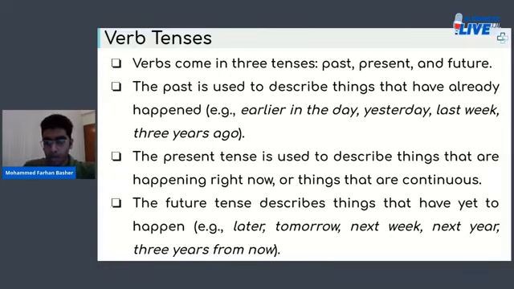Okay? All right. What about the future tense? The future tense describes things that are yet to happen, things that have not happened yet, and those things that you want to do or will happen in the future. Okay? So that future can be tomorrow, that future can be a few minutes later, that future can be hours later, years later, ages later, decades later, centuries later, anything that is in the future, not in the present, not in the past.